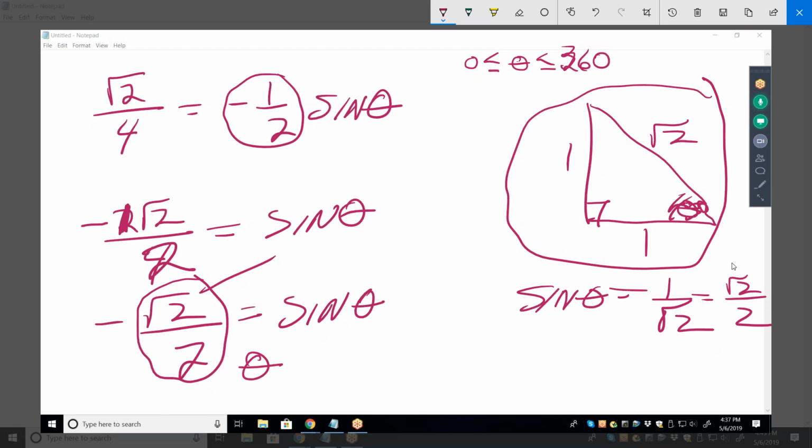Which 2 quadrants is sine equal to negative root 2 over 2? 3 and 4. Okay, so what's the third quadrant angle? 225 degrees. And what is the fourth quadrant angle? 315 degrees. Okay. There you go.